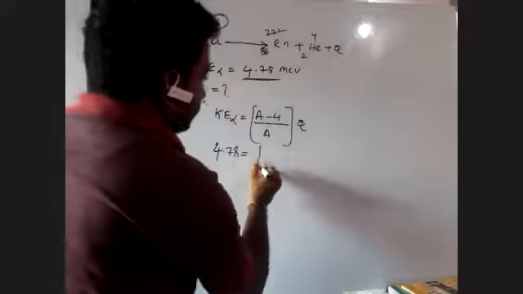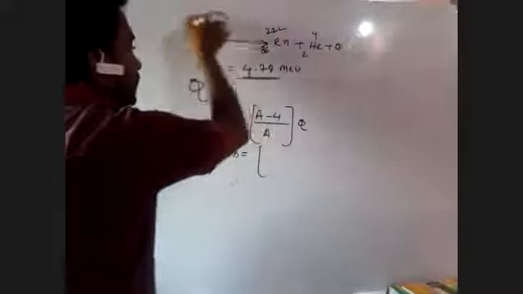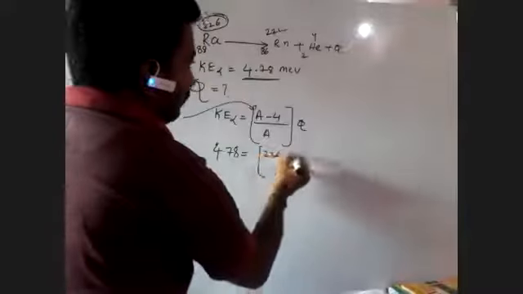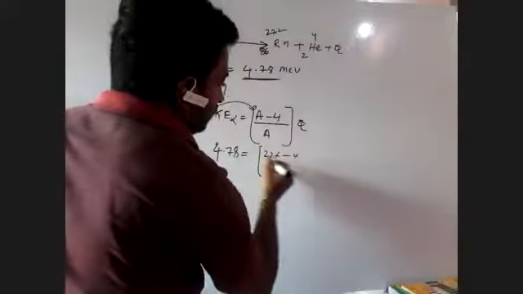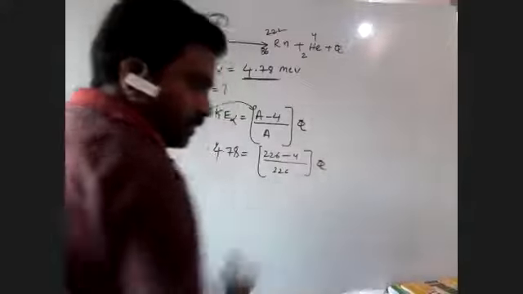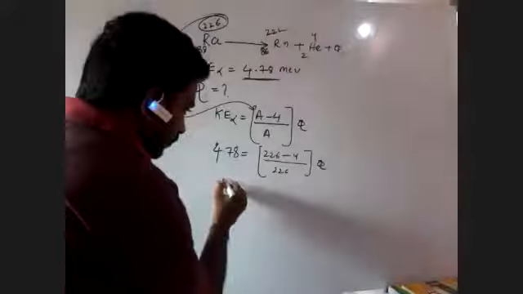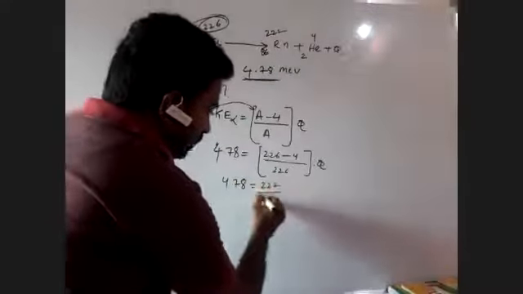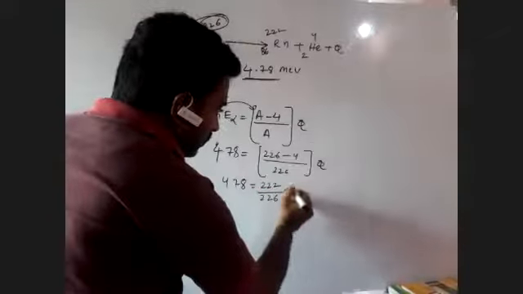This is equal to A minus 4. This is A. 226. Of course, this is A minus 4 only directly. And this is 2 into Q. Okay. Now 4.78. This is 222 by 226 into Q.